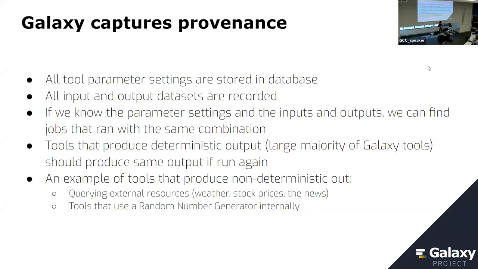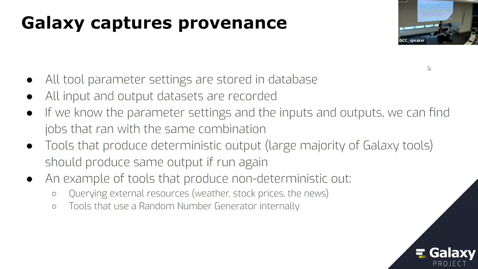So we can find jobs that run with the same combination. So tools that produce deterministic outputs, or, you know, put in the same data sets and same parameters and produce the same output. Well, if that happens, why do we run it again? I mean, we don't really need to.